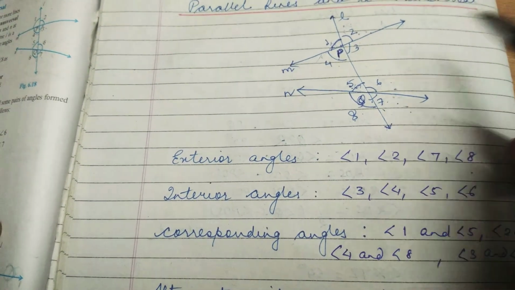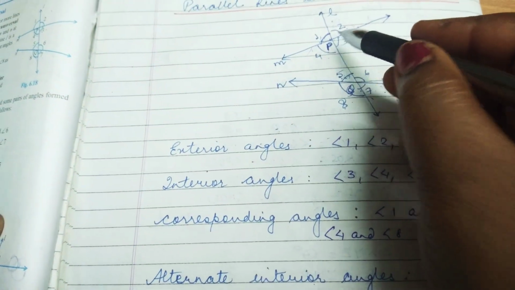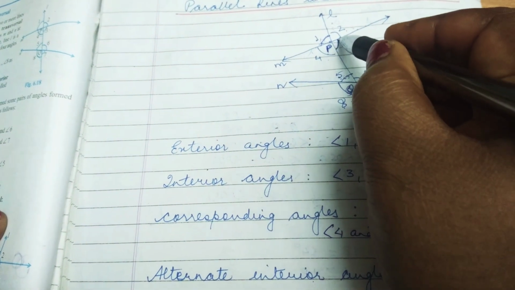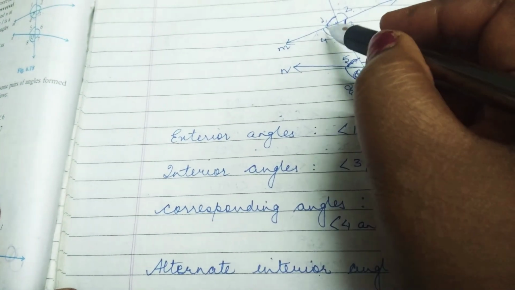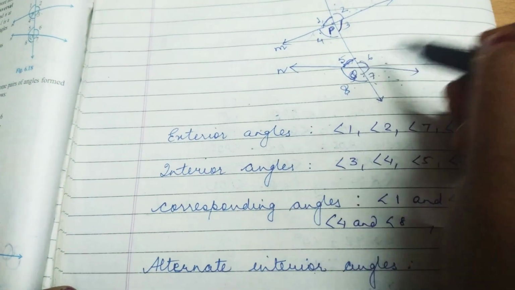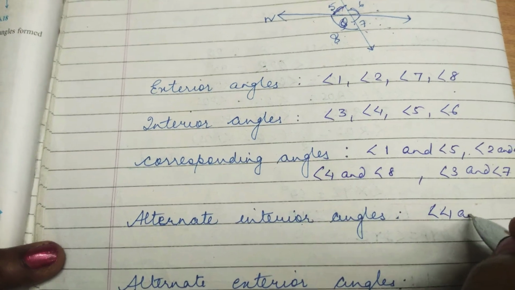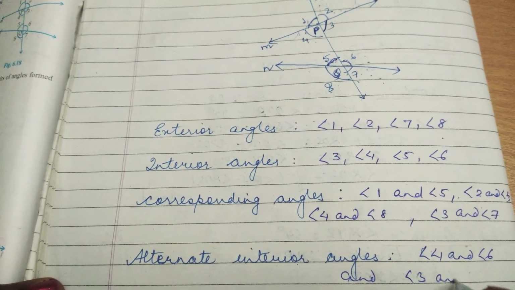Now what are alternate interior angles in this figure? They are the angles which are interior as well as alternate. So what are they? They are angle 3 and angle 5 and angle 4 and angle 6. So alternate interior angles in this case are angle 4 and angle 6 and angle 3 and angle 5.